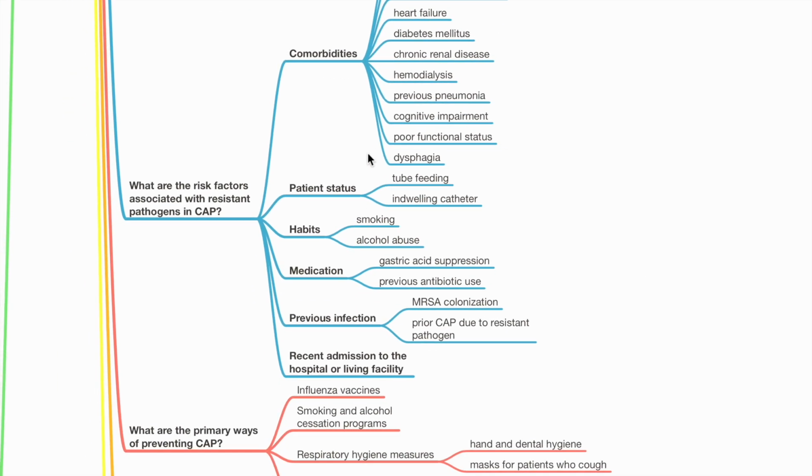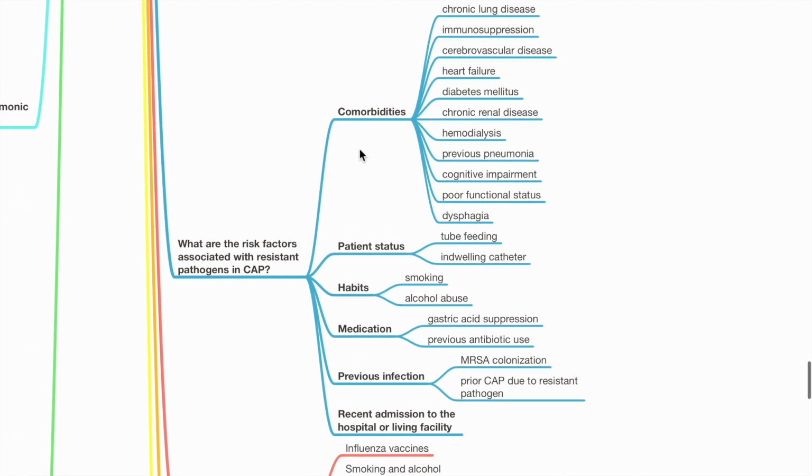What are the risk factors associated with resistant pathogens in CAP? This includes comorbidities such as chronic lung disease, immune suppression, stroke, heart failure, diabetes mellitus, chronic kidney disease, previous pneumonia, cognitive impairment, poor functional status, and dysphagia. Patient status such as tube feeding and indwelling catheter, smoking and alcohol abuse, medications such as gastric acid suppression and previous antibiotic use, and previous infections such as MRSA and previous CAP due to resistant pathogens, and recent admission to the hospital or living facility are risk factors associated with resistant pathogens.